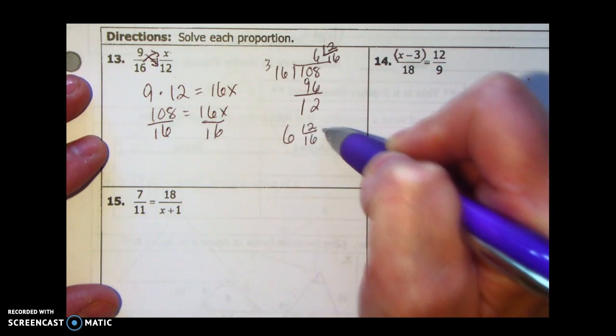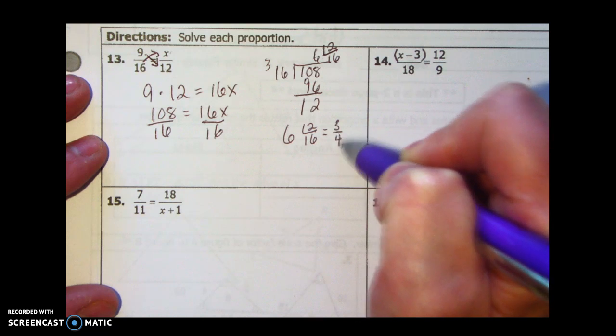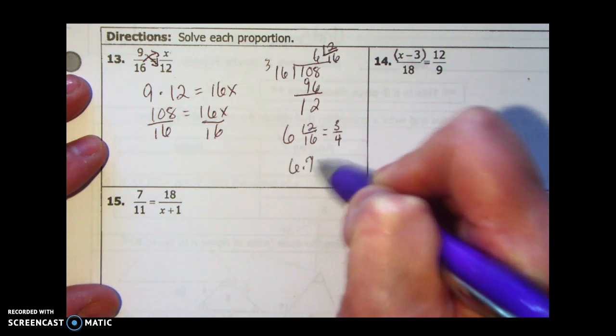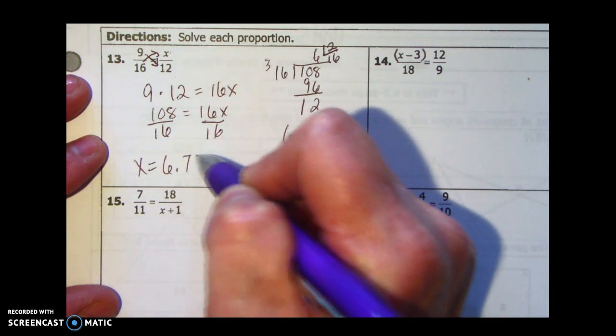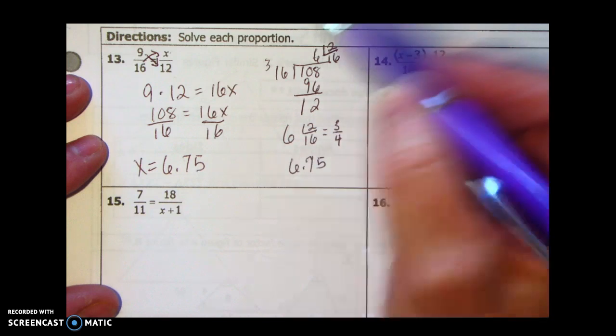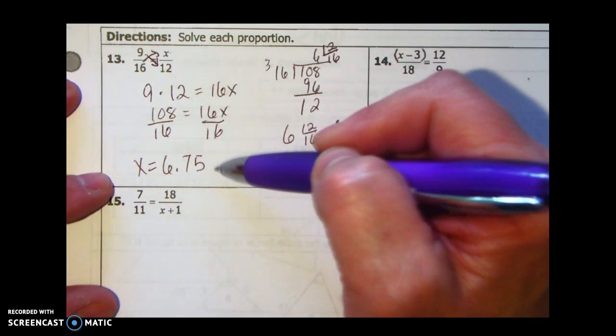4 goes into that 3 times, 4 goes into that 4 times. So that gives us 6.75. And there we have our answer.